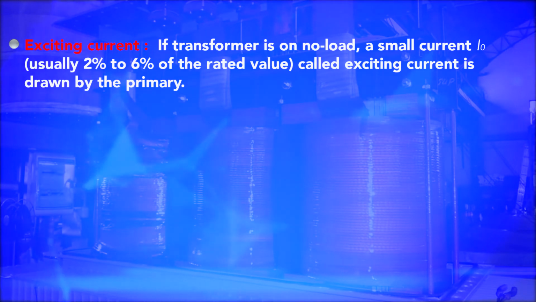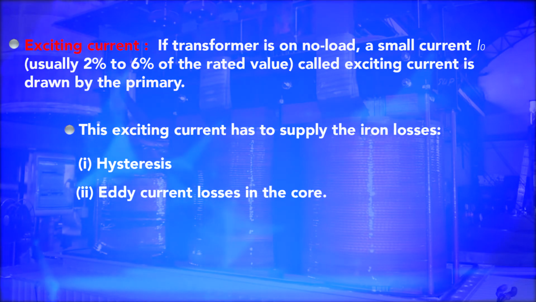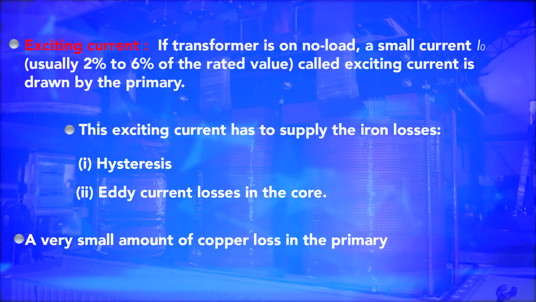Therefore, if the transformer is on no load, a small current, I naught, is drawn, usually 2 to 6% of the rated current. This current is called the exciting current, which is drawn from the primary winding. This current has to supply the iron losses, which are the hysteresis losses and eddy current losses in the core, and a very small amount of copper losses in the primary. Because this no load current is very small, 2 to 6%, these copper losses are very small as compared to the core losses, so they are generally neglected.